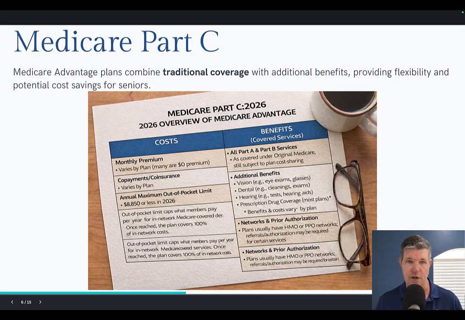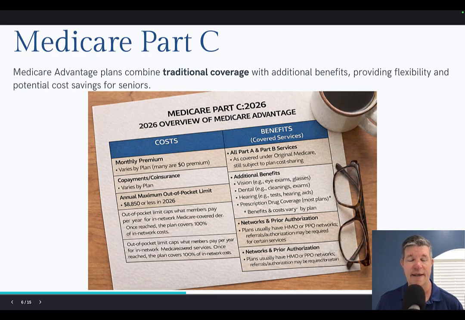I jumped ahead just a little bit, but let's talk about what these are. They combine A, B, and sometimes D, and sometimes some extra benefits that Medicare doesn't cover. Now, most of these plans, but not all of them, and fewer as we get later into this season of changes with Medicare, things have been changing, costs are going up. This post-COVID era in Medicare has caused a lot of changes to Medicare Part C. A lot of them were free. It didn't cost you anything more than your Part B premium.